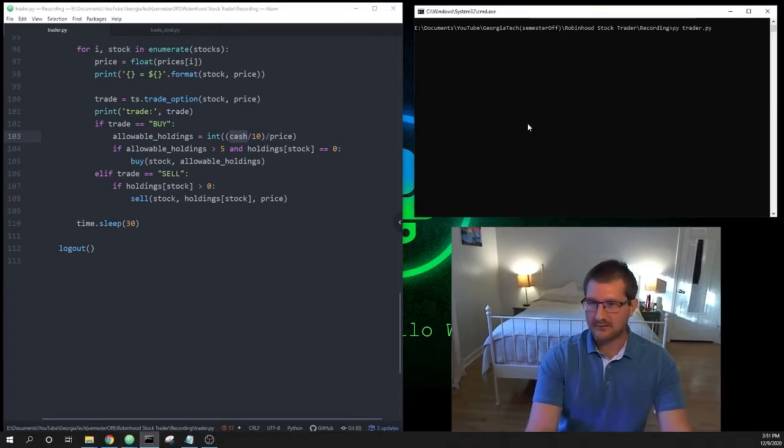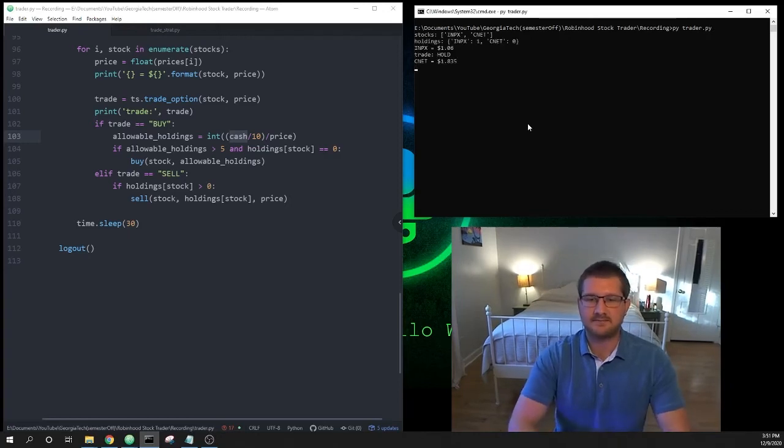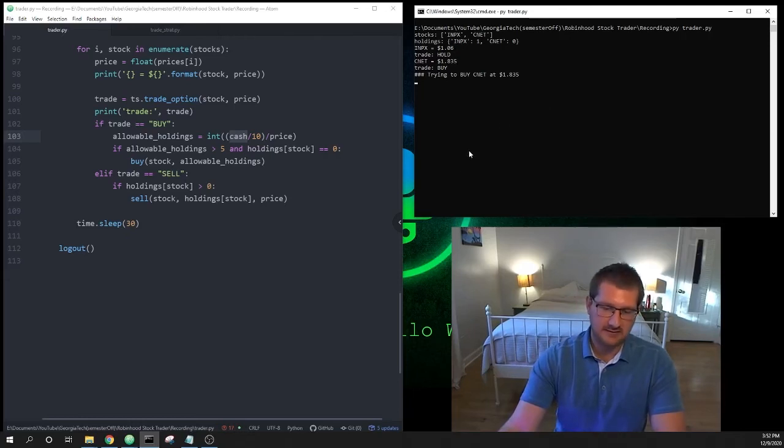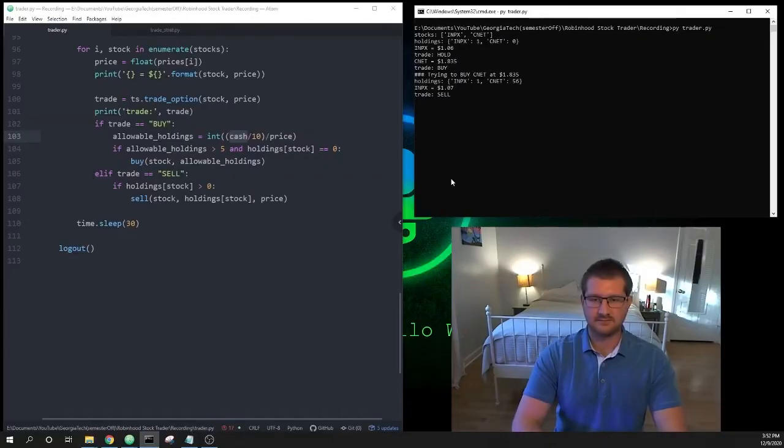So we're going to run pytrader.py. So it reads out our stocks. So now we have a hold for INPX and a buy for CNET. So it's going to try and buy some CNET. And if we wait 30 seconds, it should pop out and show me that I bought some CNET. So let's wait and see that. So now we look at our holdings and we have 1 INPX still, and we bought 56 CNETs.